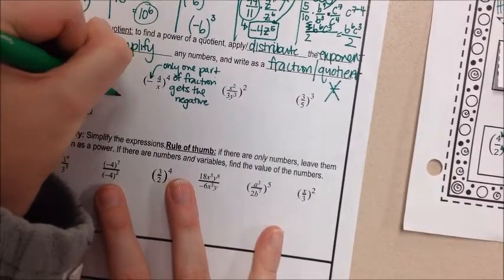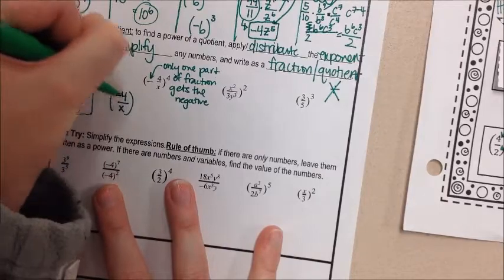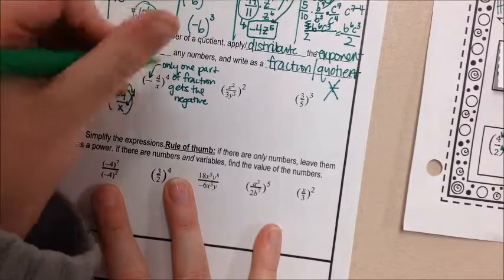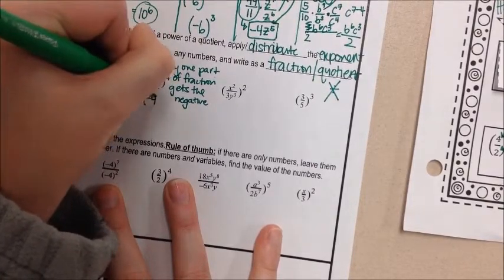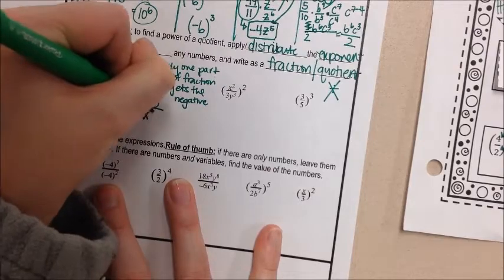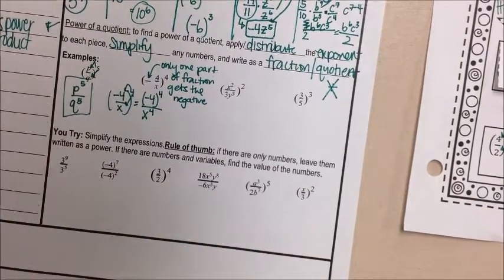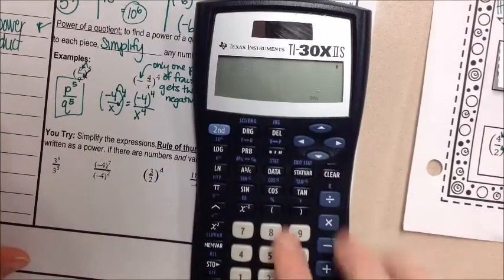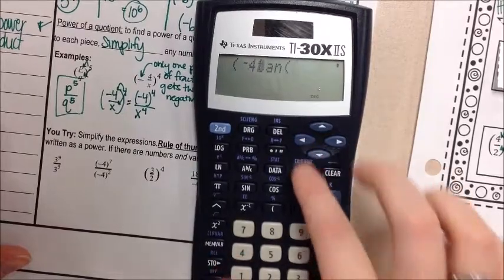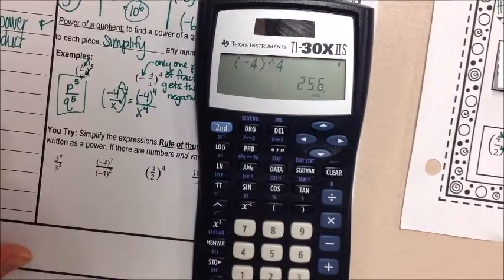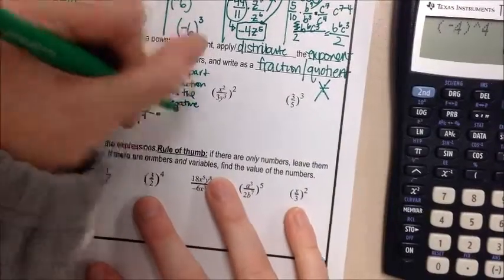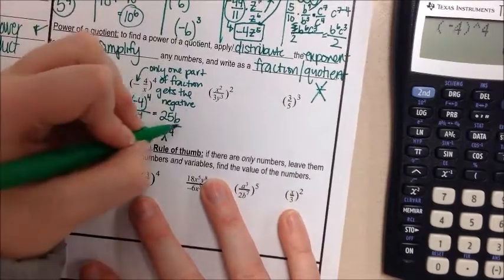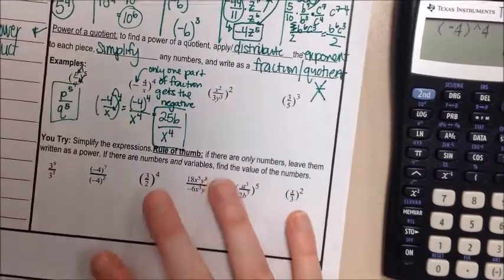So I'm going to rewrite this as negative 4 over x to the 4th. And then I'm going to apply that. Now, because this is in parentheses, it needs to stay in parentheses. So that gives me negative 4 to the 4th over x to the 4th. And now because I have a variable, I'm going to go ahead and evaluate my negative 4 to the 4th. So I'm putting negative 4 in parentheses, and then I'm raising it to the 4th power, which gives me 256. So I'm simplifying this to 256 over x to the 4th. So that's my final answer on that one.